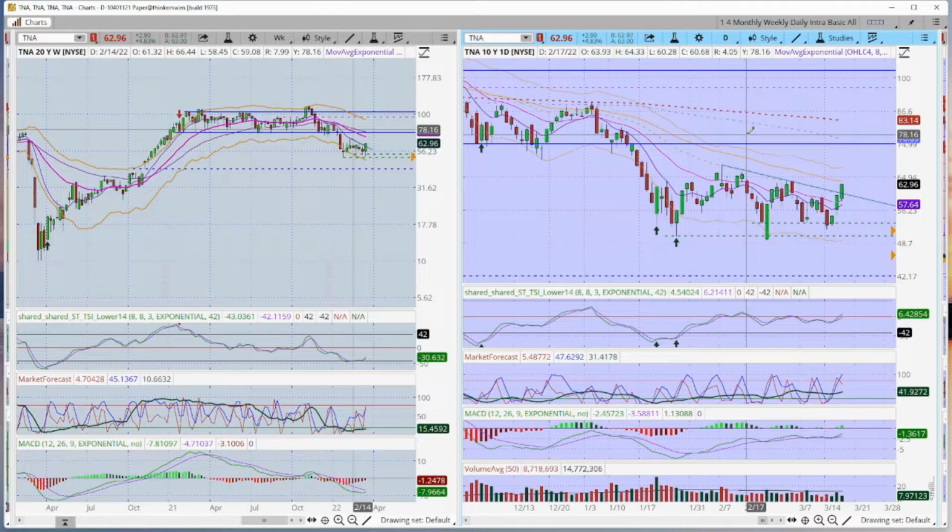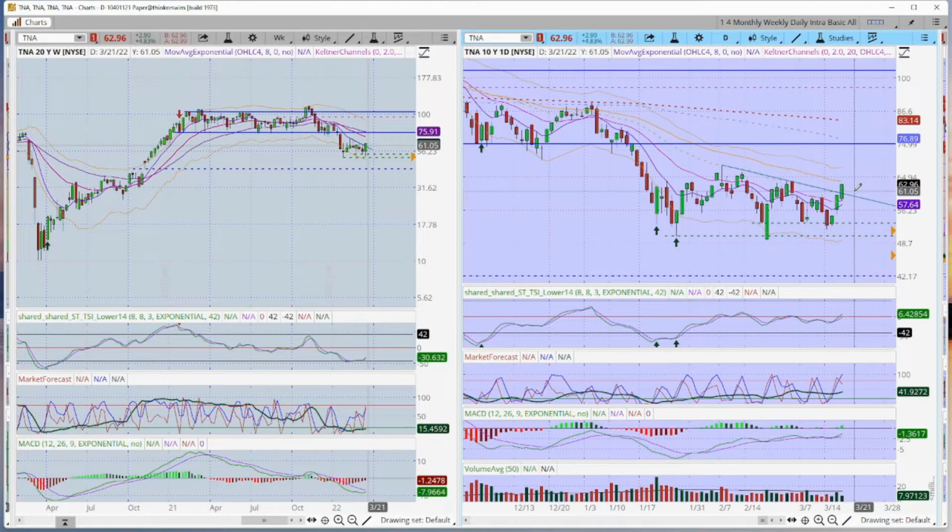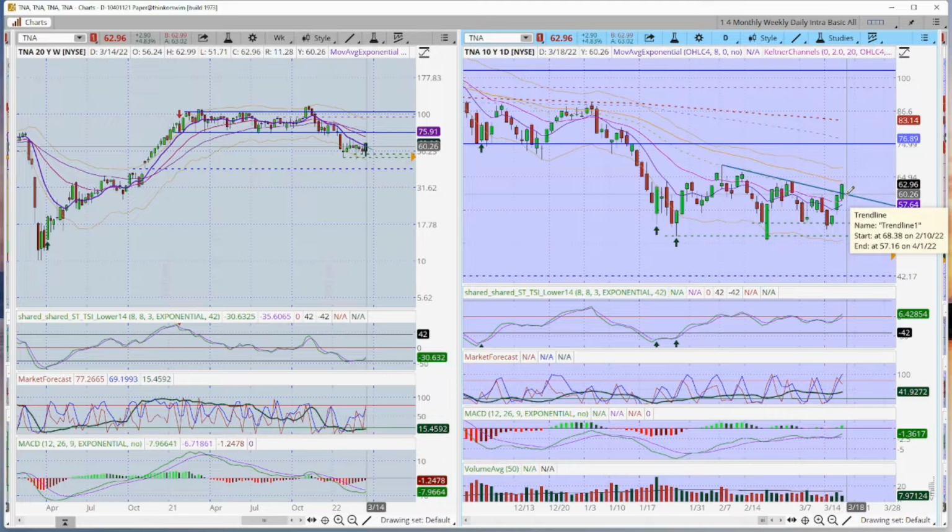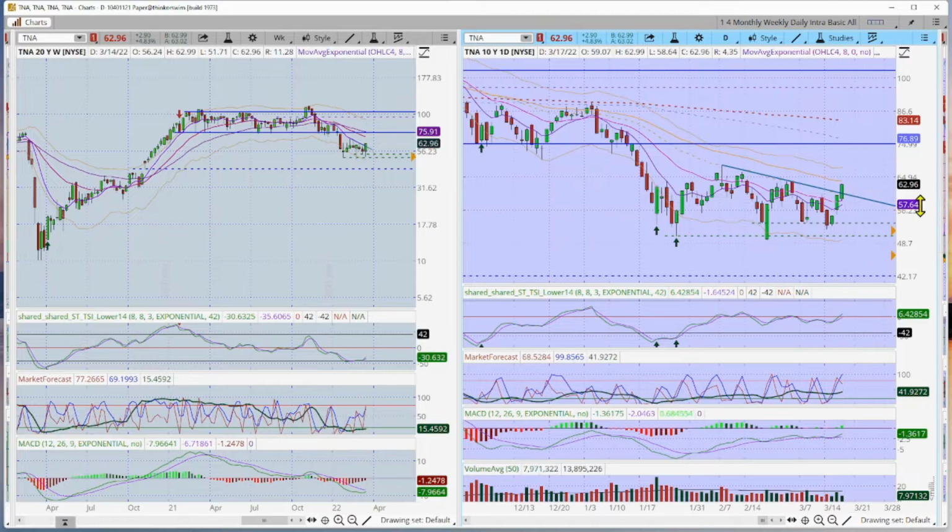So again, I'm looking for a pullback. I would say if I get a pullback back to $60.80, or I could go all the way back to $60.26, that is where the trend line is. So I'm going to go with $60.65 for my potential entry on TQQ.